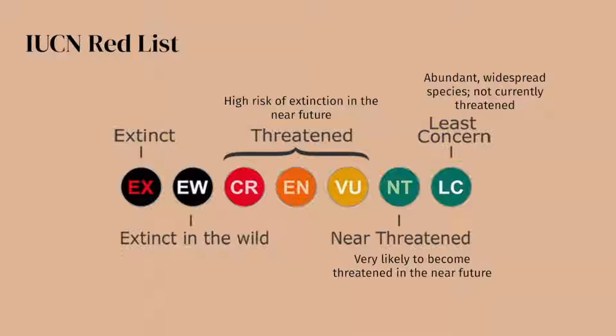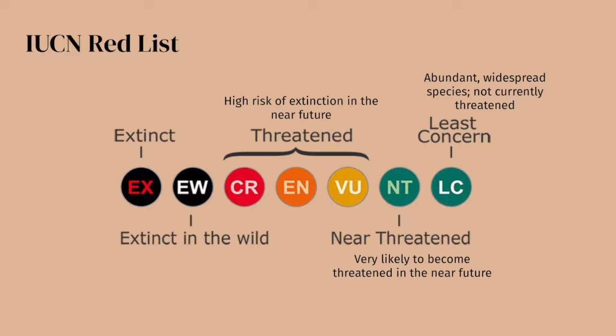Basically, on this list, we have a way to classify different organisms. At the very extreme left end, we have organisms that are extinct. Right next to that, we have organisms that are extinct in the wild, where we may have organisms in zoos. We're actively trying to breed them to return them to the wild, but currently there are no living organisms outside of captivity. Then we have different levels of threatened.